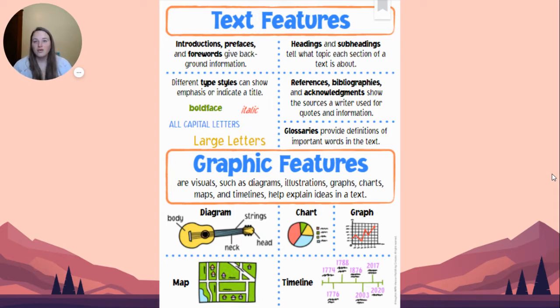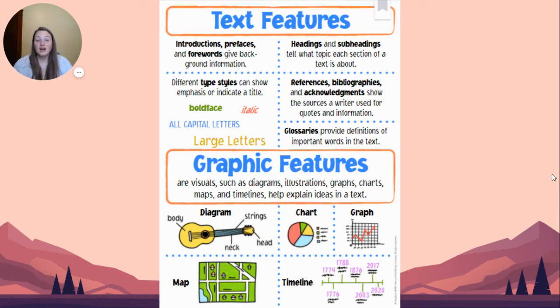But our real main focus is going to be graphic features today. They're visuals such as diagrams, illustrations, graphs, charts, maps, timelines that help explain ideas in the text. So we really want to figure out why did they include this and how will it help us? Because graphic features are there to really help the reader understand more about what's going on. So there's a phrase, a picture is worth 1,000 words. And that's very much true when it comes to informational texts.